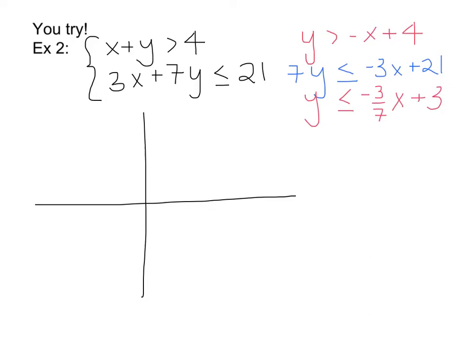Okay, let's start by graphing our first line. So at positive 4 on my y-axis is my first dot. And then I go down 1 and to the right 1. And since this is just greater than, this should be a dashed line.